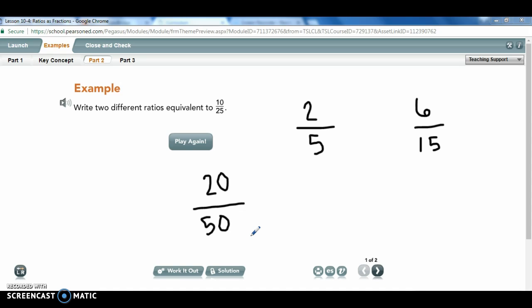I wrote all of these as fractions just so we could keep it how I had it up here, but just know that I can write ratios in 3 different ways, one way being fractions, the other way being with the word to, and then also being able to write it with my colon as well. So it says write 2 different ratios equivalent to 10 to 25, and I wrote 3 different ratios that are equivalent, and just know I could go on and on and on with my answer. I just stopped after having 3 examples.